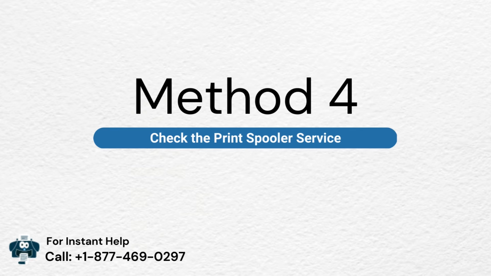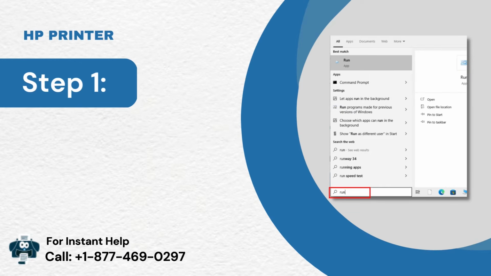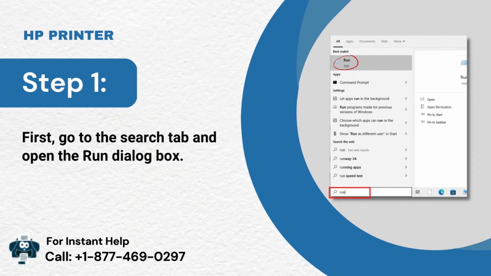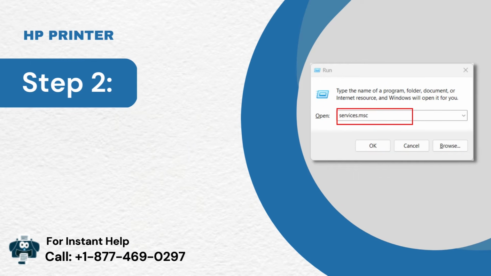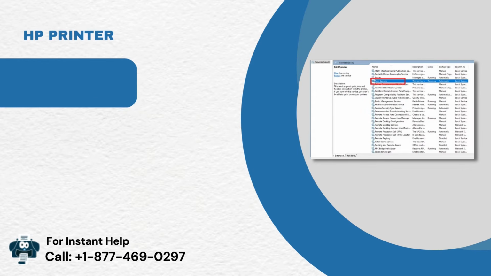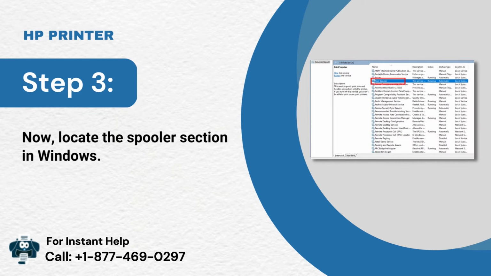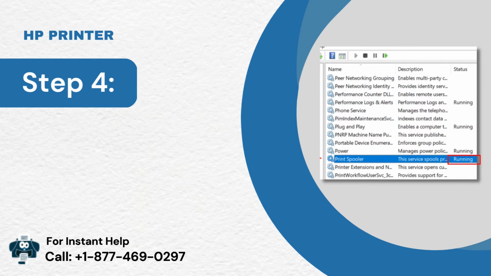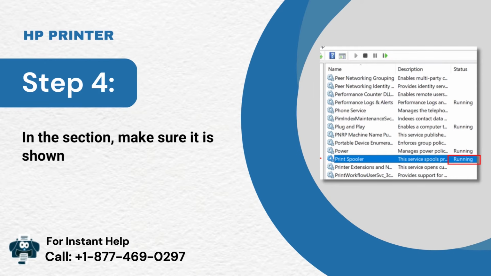Method 4. Check the Print Spooler service. Step 1. First, go to the Search tab and open the Run dialog box. Step 2. Then, enter services.msc into the command box. Step 3. Now, locate the Spooler section in Windows. Step 4. In the section, make sure it is shown as running.